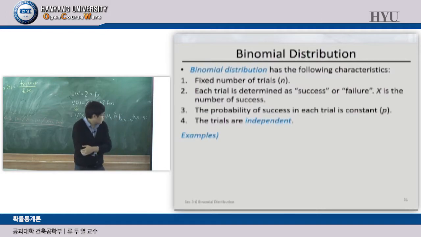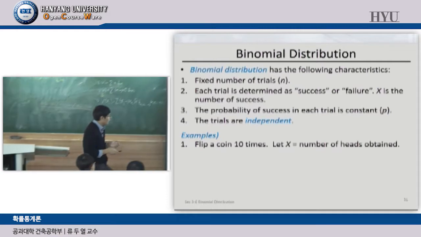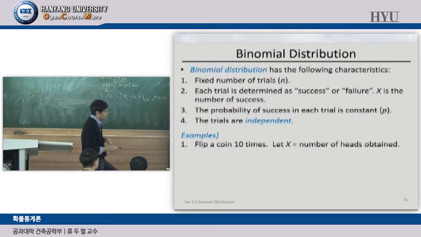So for example, we flip a coin 10 times and let x denote the number of heads obtained. And in this case, the number of trials is fixed as 10 times, right? And also, we have only two options. The first one is that we obtain heads or we obtain tails. Okay? 앞뒷면. So, in this case, we only have two options and the number of trials is fixed. So, we can apply the binomial distribution concept.